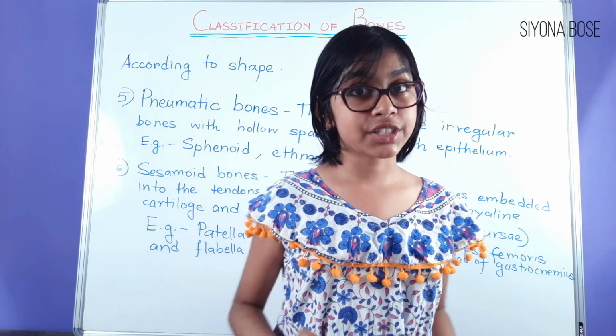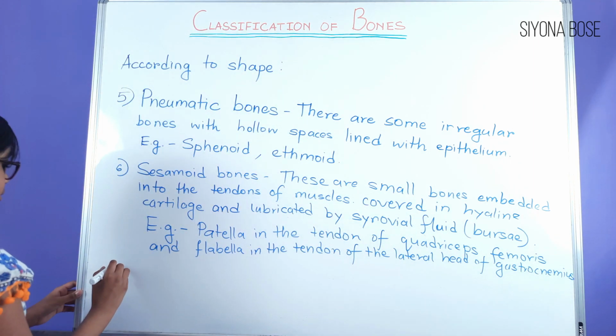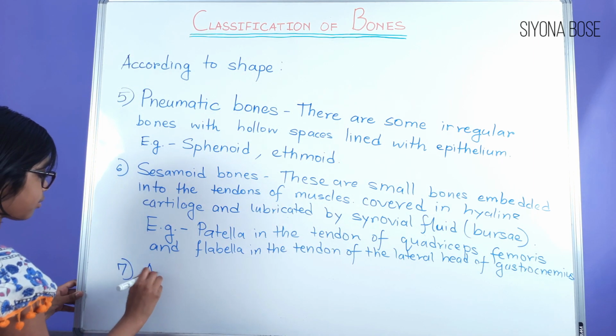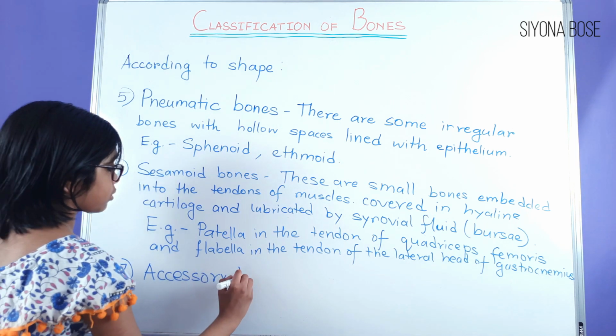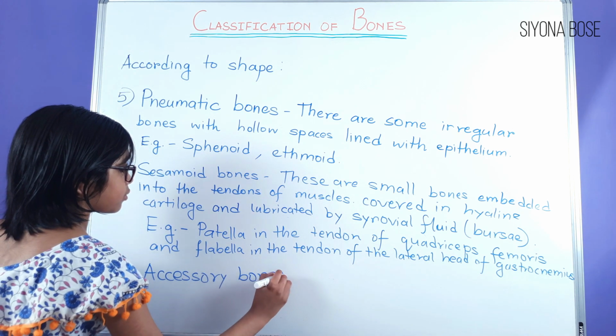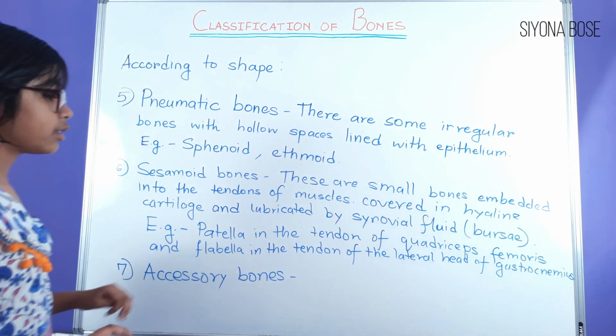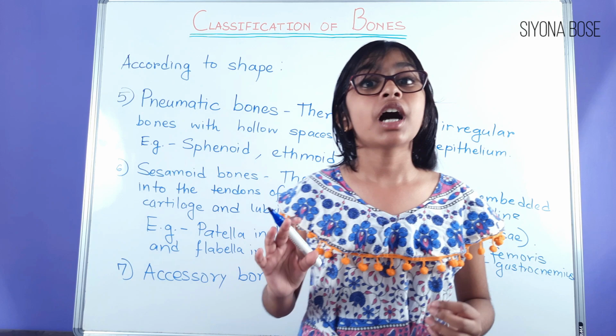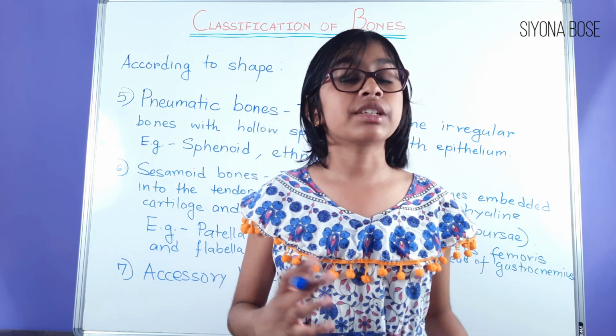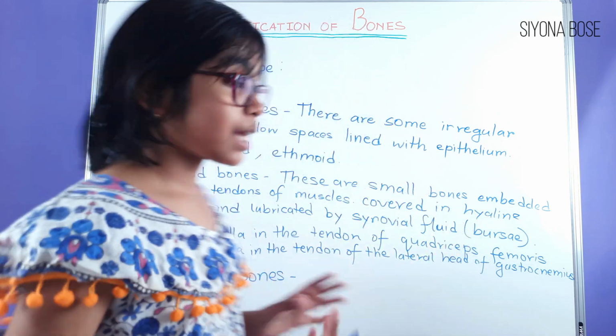Lastly, accessory bones. These bones are not always present, and they are just from ununited epiphyses which develop into separate bones.